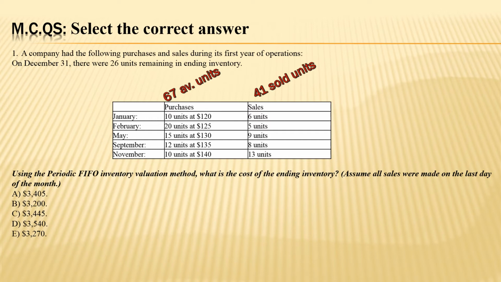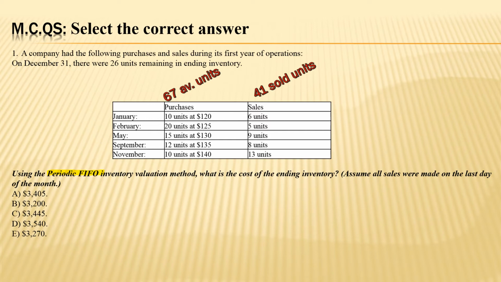Okay, using the periodic FIFO inventory valuation method, what is the cost of the ending inventory? Okay, so here it's determined that I'm under the periodic inventory system and I'm using the FIFO inventory costing method. Since I am using FIFO, first in, first out, if I'm calculating the cost of goods sold, I will move from up to down. However, here I need to calculate the ending inventory, so I will move from down to up.